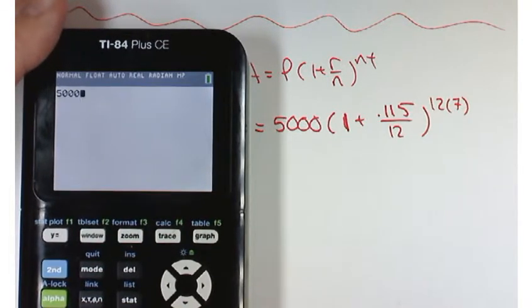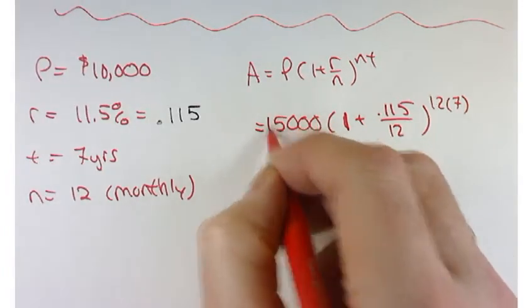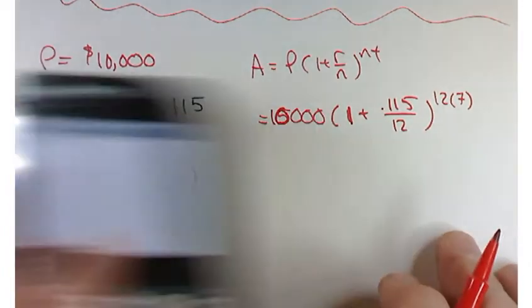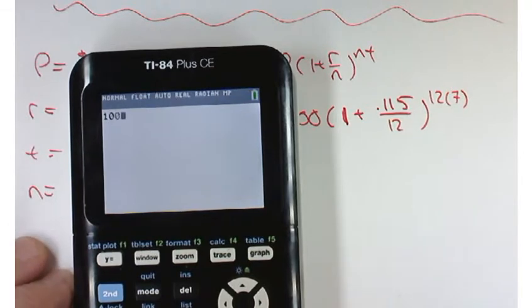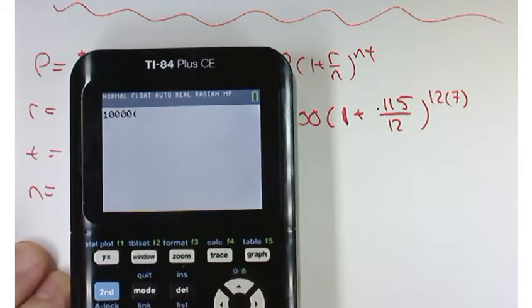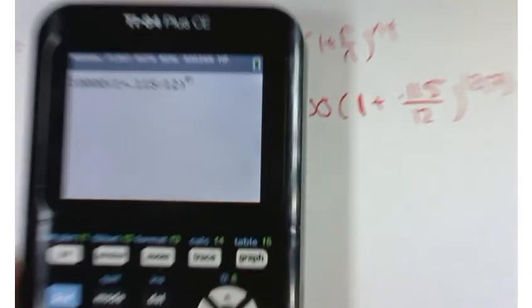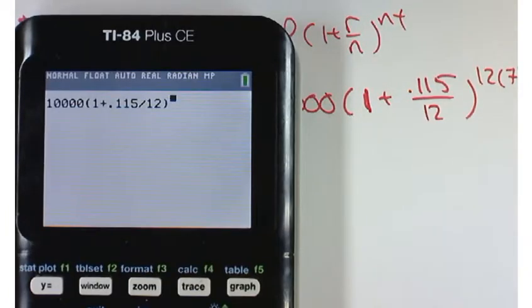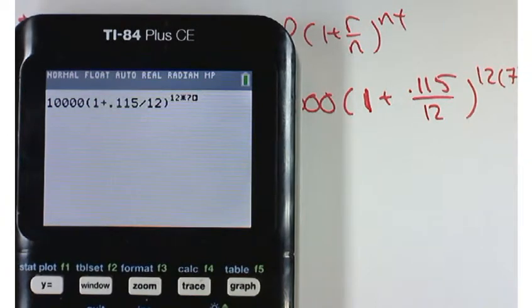5,000. Yeah, question? Oh, yeah, no, I'm sorry. Should be 10,000. Thank you. 10,000 times 1 plus 0.115 divided by 12 raised to, now it depends on you. If you're good with math, maybe you'll do 12 times 7 is 84. Maybe you don't want to think that hard and you go, okay, it's just 12 times 7 power. Either way works fine.